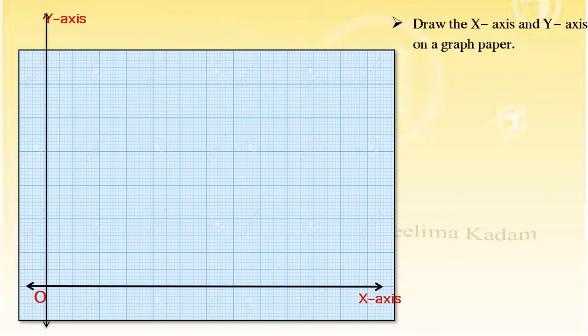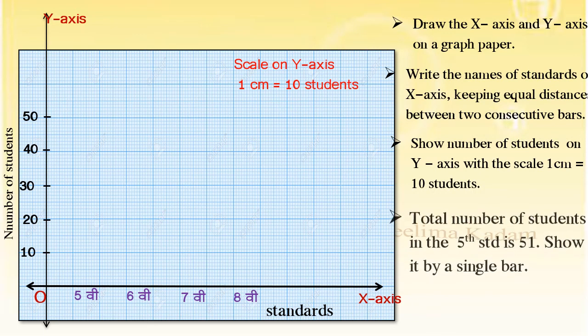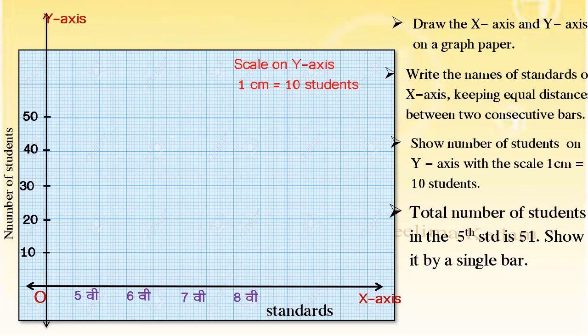Next step, what we have to do? Total number of students in the 5th standard is 51, right? So show it by a single bar. You have to draw a single bar of 51 centimeter, right? This is the next step.